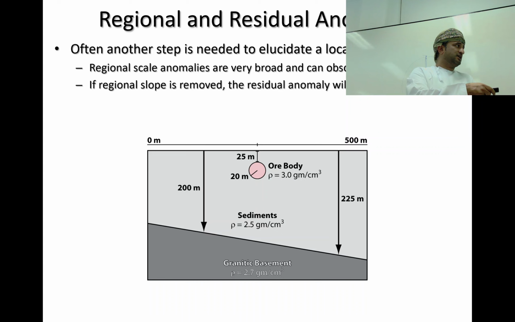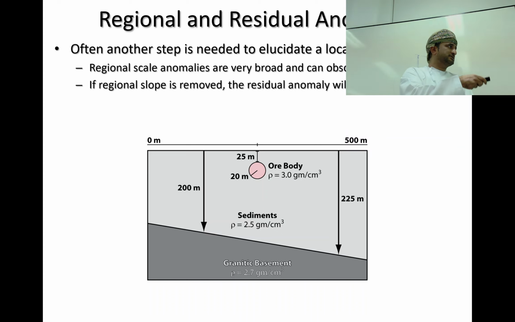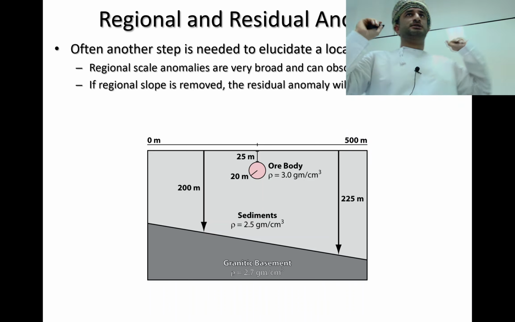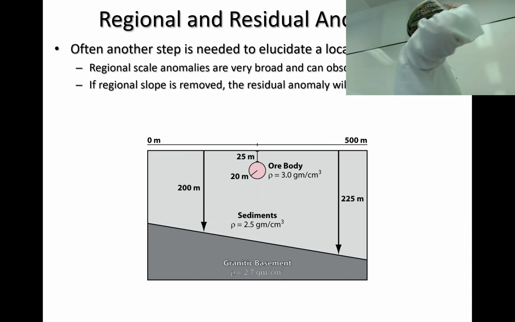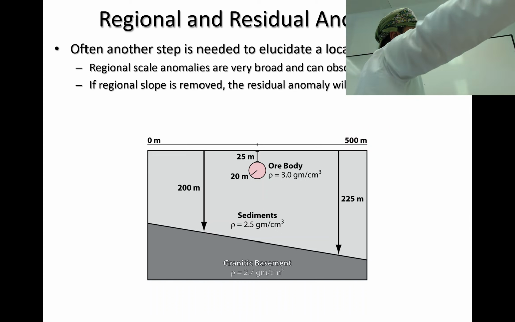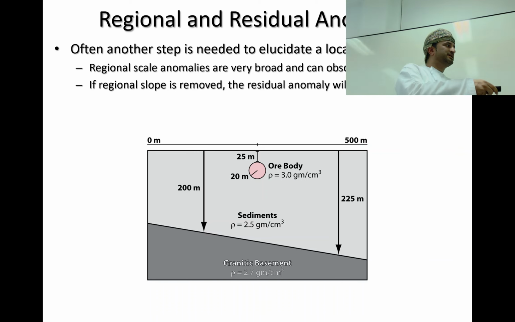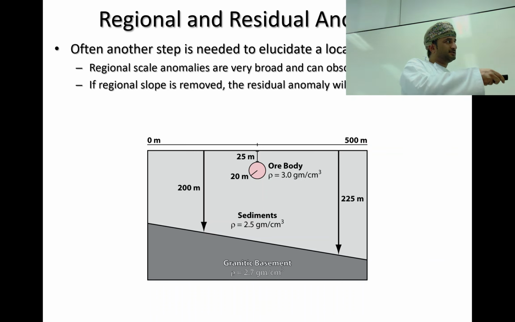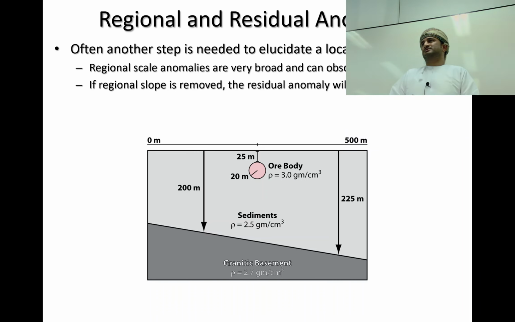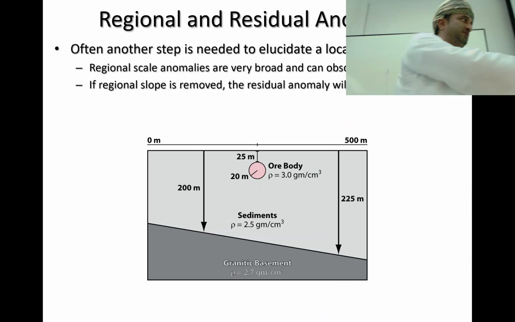What do you think about the gravity? Will it be larger here due to the basement or here? Left, or let me assume that I'm sitting in your place. Right or left? Where is it higher? Here? Left, because the basement, which is denser, is closer. Denser material came closer, so the anomaly will be larger. Am I right? So what's the shape of this anomaly going to be?